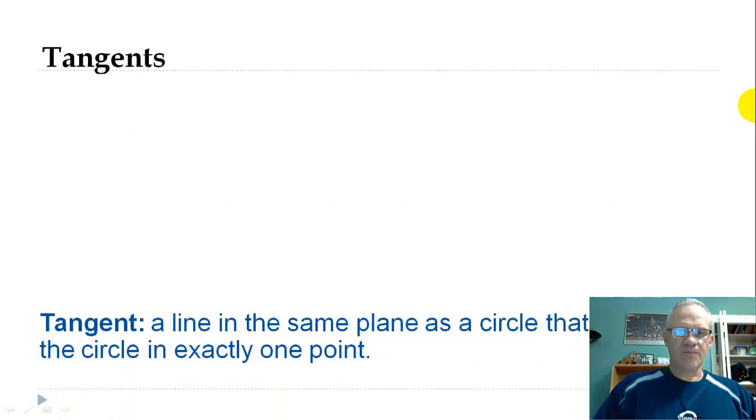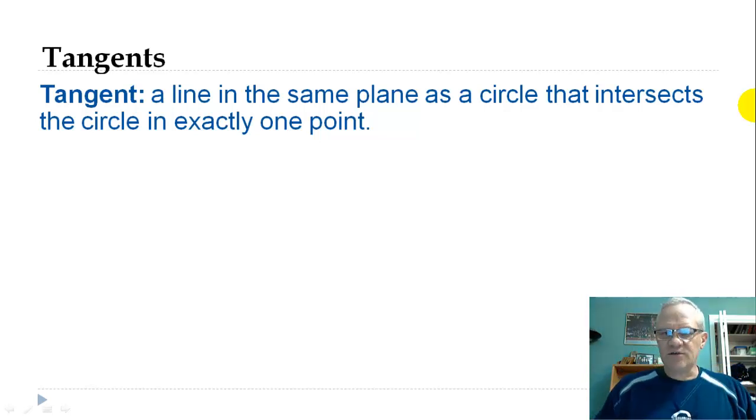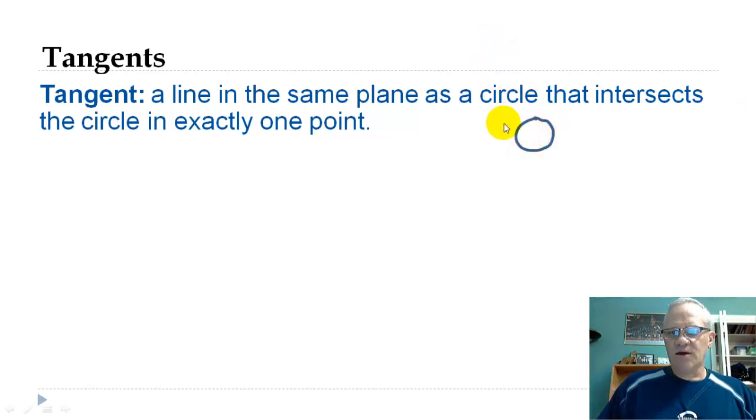All right, so first of all, what is a tangent? A tangent is a line in the same plane as a circle that intersects the circle in exactly one point. So it's going to look something like this. I'm going to draw a little circle here the best I can, and then a tangent line will run right through the edge of that. So this line is a tangent. It hits right on the edge of that circle.